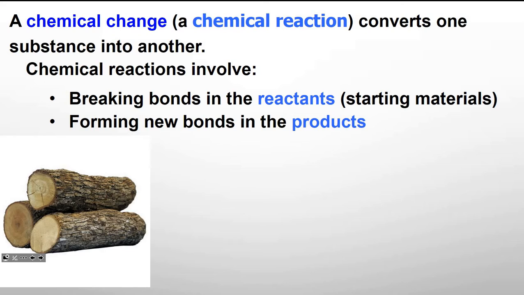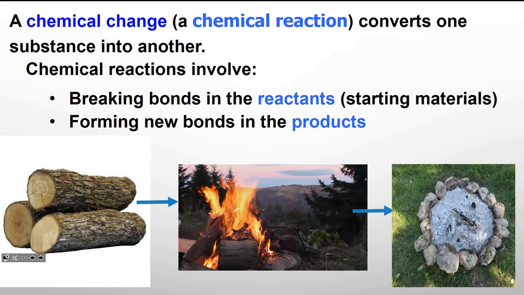A chemical change is a chemical reaction. It converts one substance, like logs through a fire, to ash. So it changes something. I get something new. Okay? It breaks bonds of the reactants and forms new bonds, making a new product. So, for instance, a tree was mostly cellulose in structure. As I burned it, it turned to ash, which is carbon dioxide and some other chemicals mixed in there. So you're breaking bonds in the reactants and remaking them for the products.